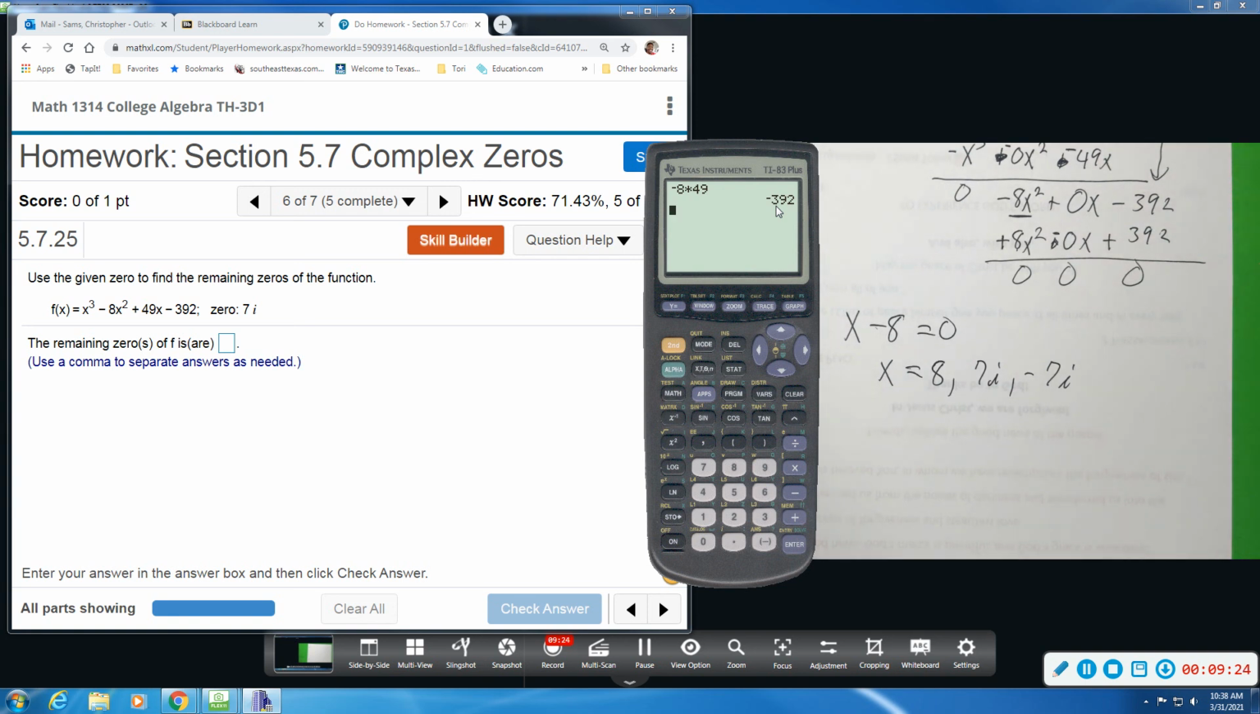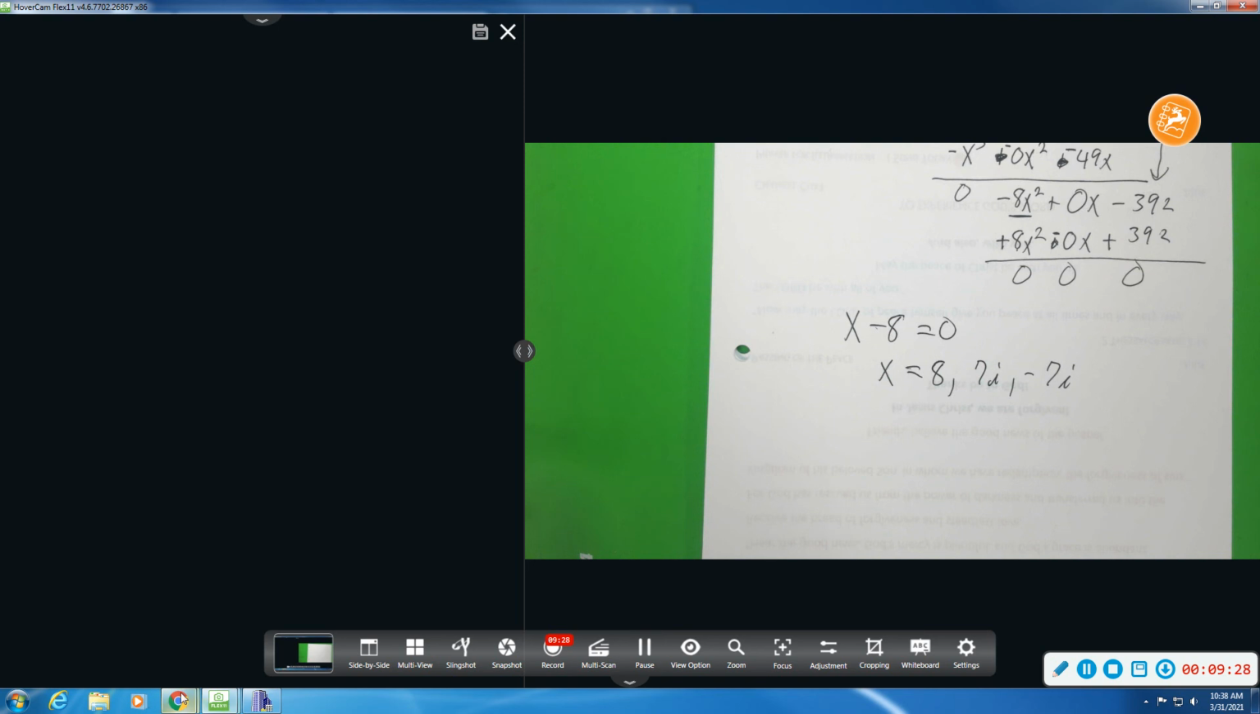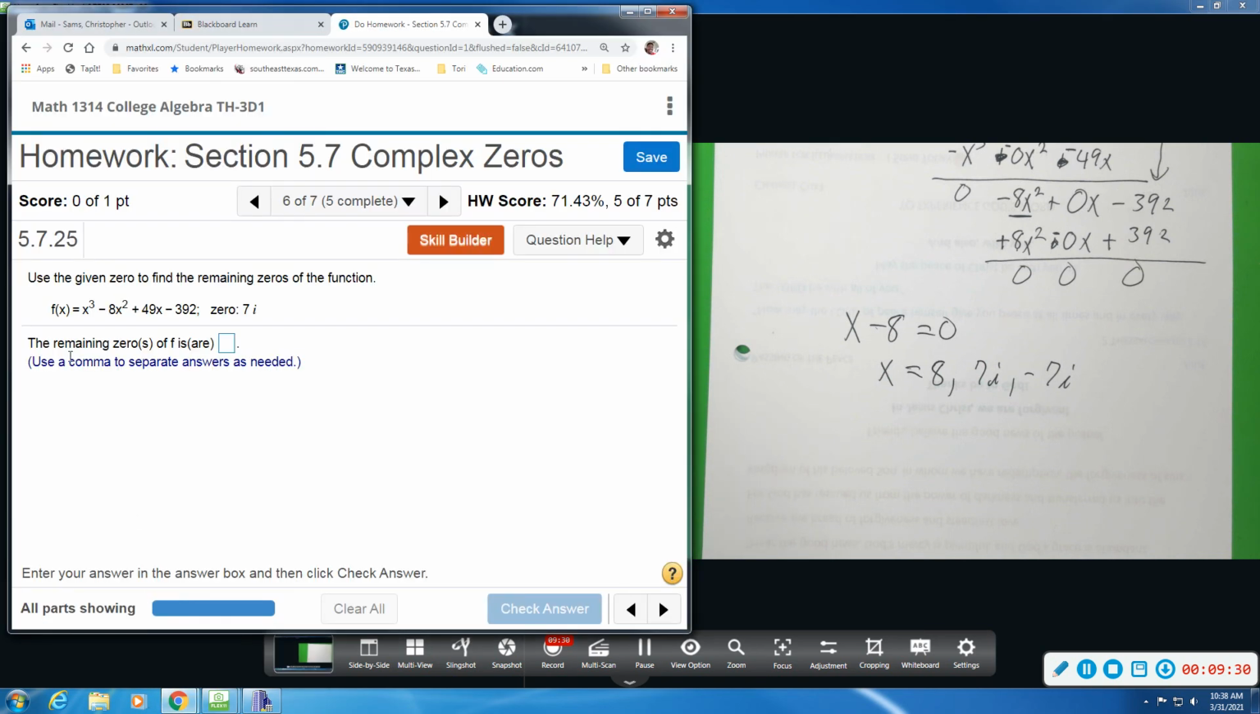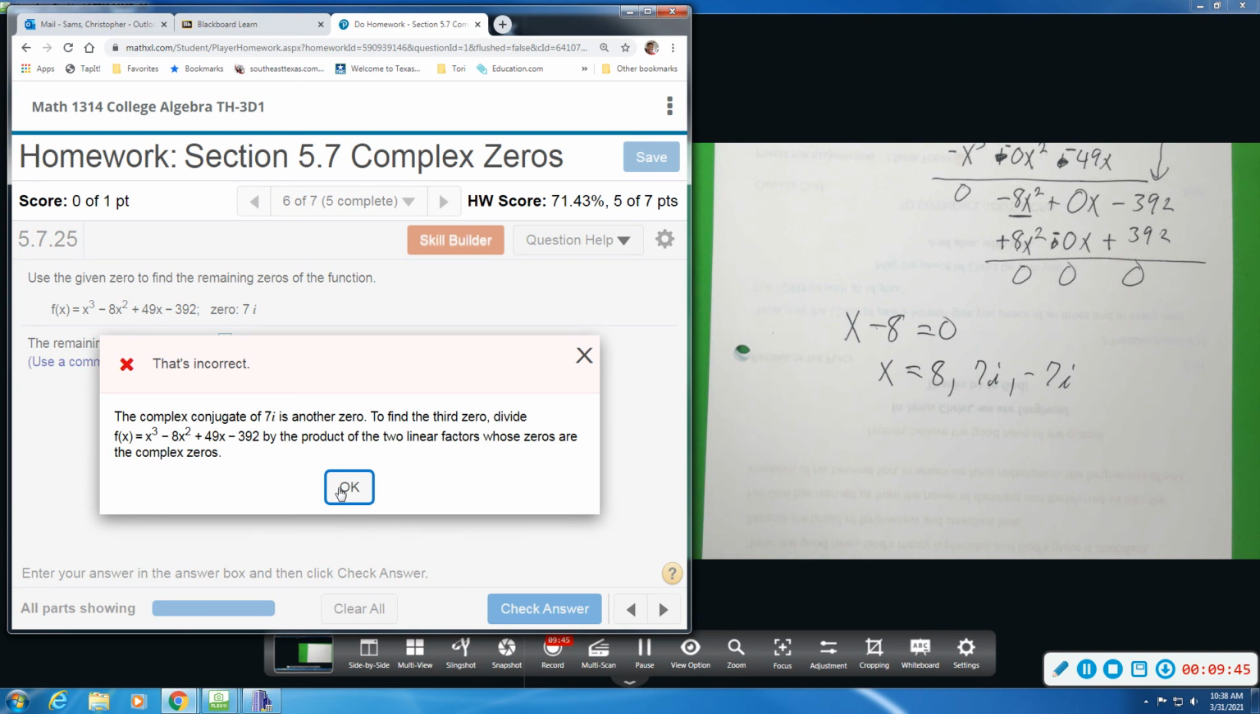And we can write it as linear factors if we need. But in this case, it just says to find the remaining 0. So the remaining 0 is 8. So if you put x minus 8, you're going to get it incorrect. It's just 8. So you got to set it equal to 0 and solve for x.